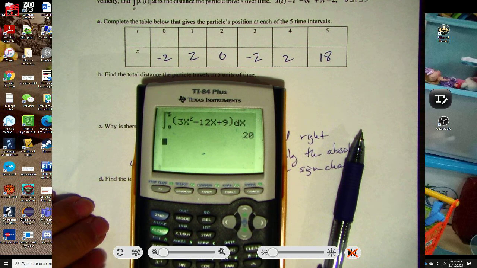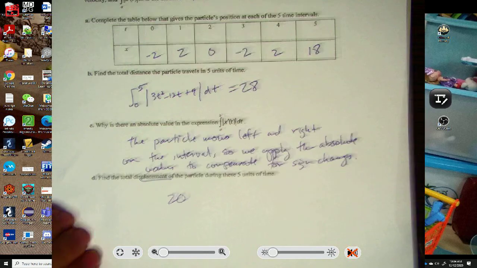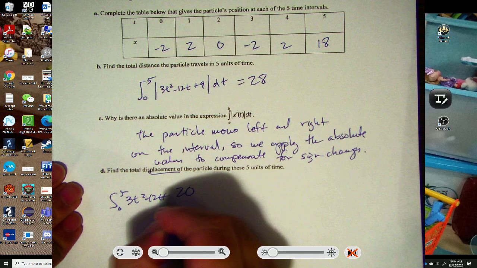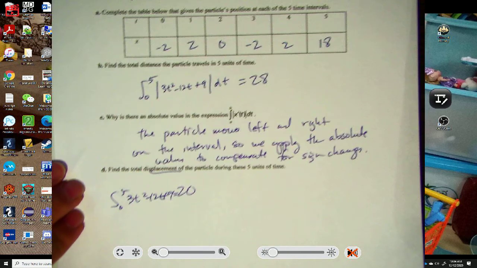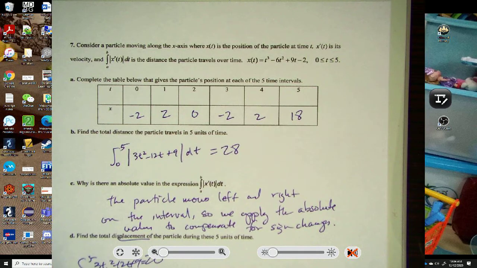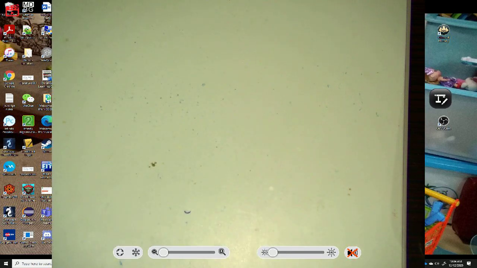So it's 20. So total displacement is 20. Total displacement is the integral from 0 to 5 of 3t squared minus 12t plus 9, which equals 20. All right, that's it.